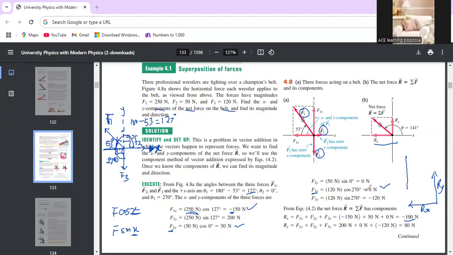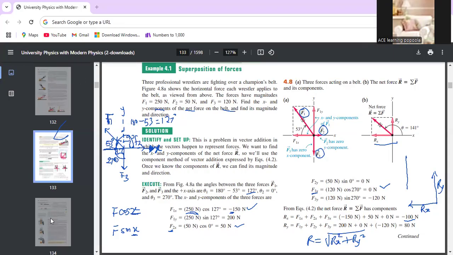So we can then add this using this equation. Using this equation, we can say R is equal to the square root of Rx squared plus Ry squared, which we would see in the next page.